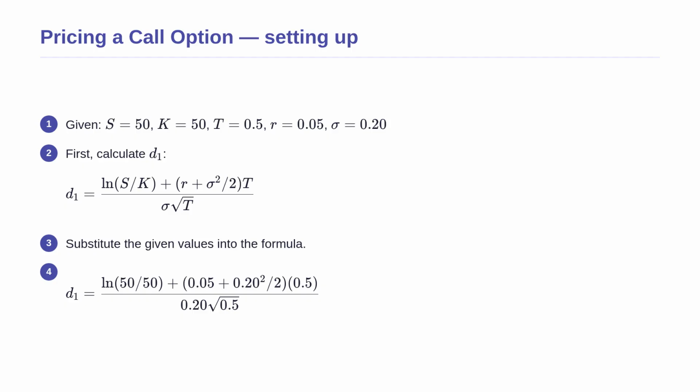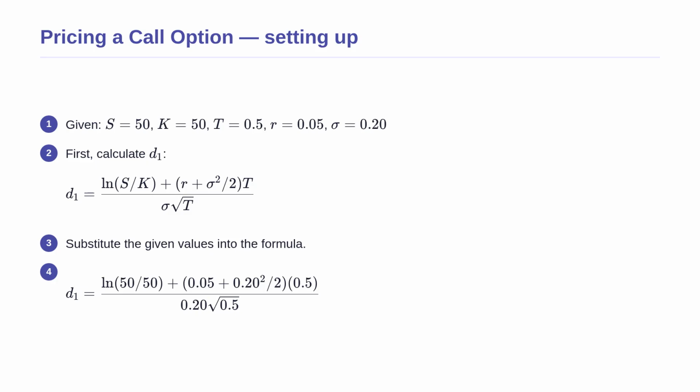Before we move on, let us see this formula in action with a concrete example. Suppose a stock is trading at $50 and you want to buy a call option with a strike price of $50 expiring in half a year. The risk-free rate is 5% and volatility is 20%. We are asked to find the fair price of this call option today.